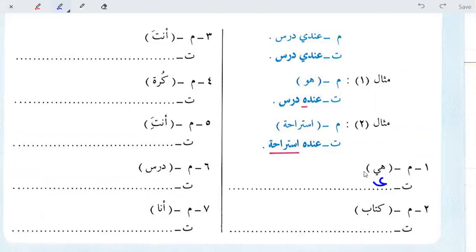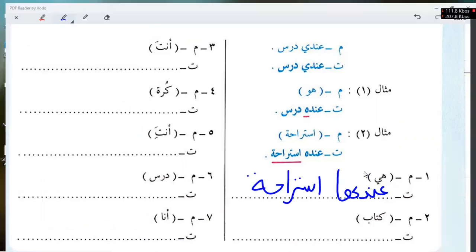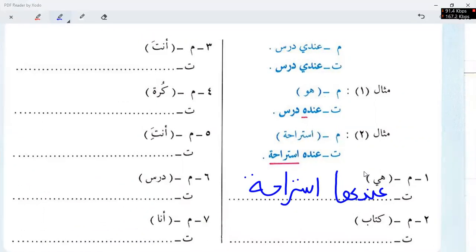Repeat. Indaha istiraha. Yes. Translation: she has a break. What's the meaning of istiraha? Break. She has a break, she has a recess.